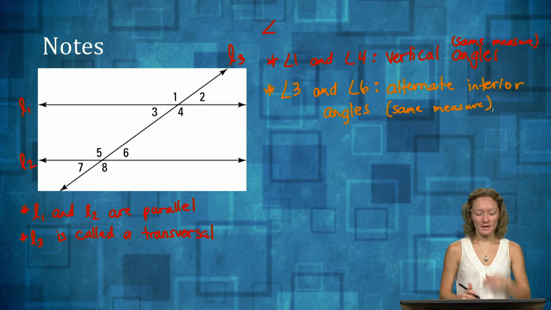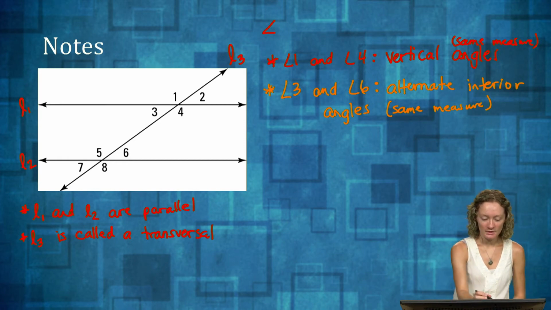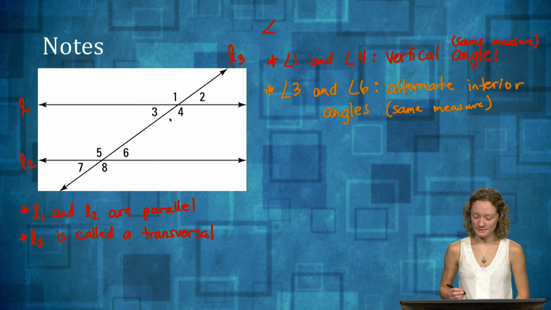There's one other example in this picture of alternate interior angles. Alternate opposite sides of transversal and interior between parallel lines. So 3 and 6 is one. The other would be 4 and 5. Opposite transversal, inside parallel lines.